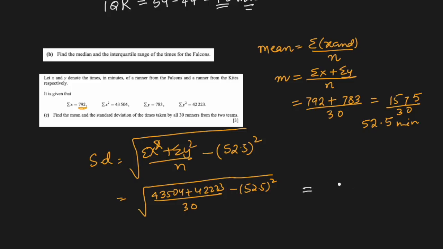What I'm getting here is 10.065, so I will write 10.1 to 3 significant figures. 10.1 minutes is the standard deviation of this data.